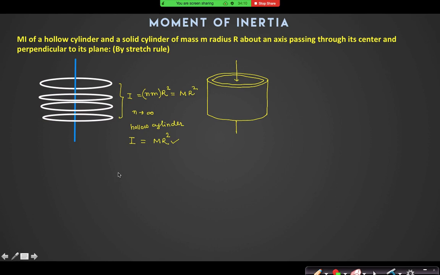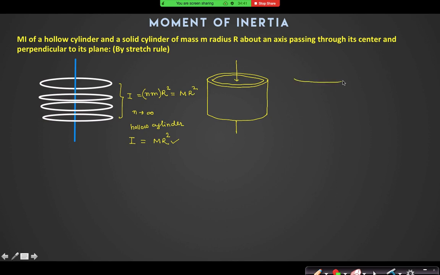So what does that stretch rule say? It says that if I stretch a body along the axis of rotation, keeping the other dimensions unchanged, here I am not changing the radius of every circle. Radius of each and every circle remains the same, right? Only I am stretching it along the axis of rotation. The expression for moment of inertia will never change.